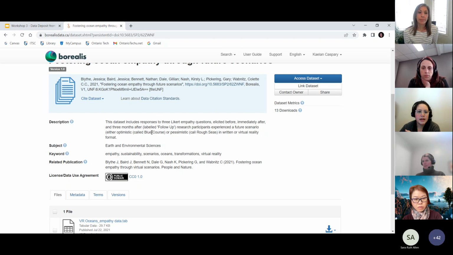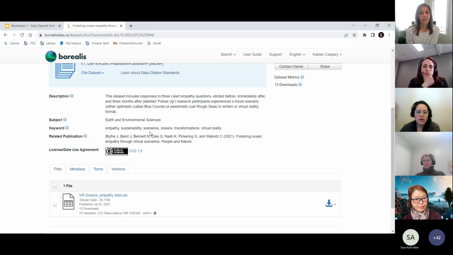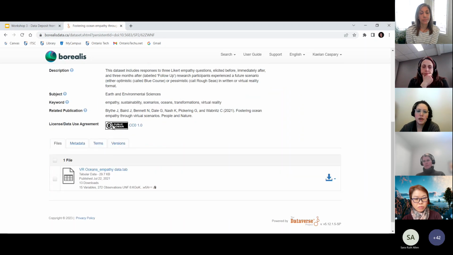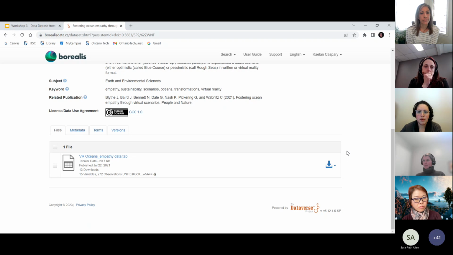The data, the description, keywords, all of this information would have been uploaded by the user. So that's very adaptable there. And then we've got the related publication. So this dataset is related through a publication in People and Nature. And you have the link there. The license agreement is something that you are able to choose when you upload your data. There's a drop-down menu. You can pick which license agreement you would like your data to have. And then we have the actual file down here.